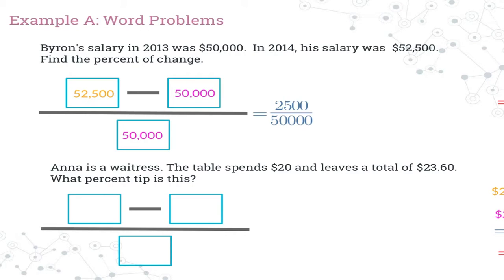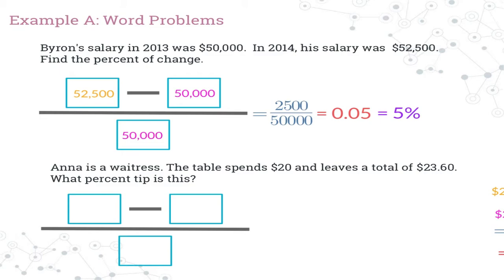When we do that, we're going to get a decimal. So our decimal is 0.05, but this isn't called decimal of change. It's called percent of change. So we need to move our decimal to the right 2 places so that we get 5%. The percentage, so there we know that he got a 5% raise.